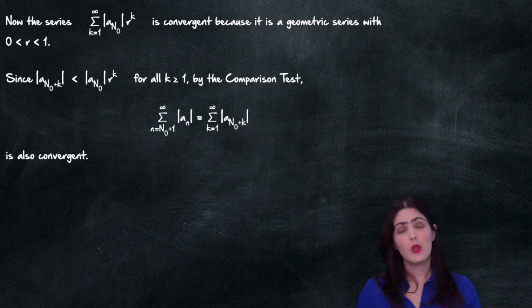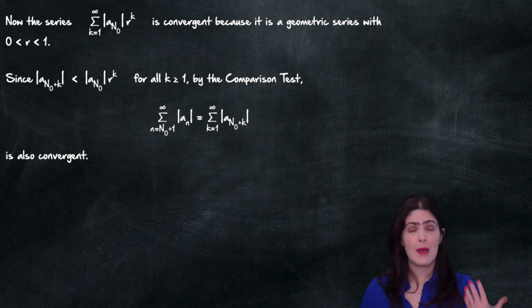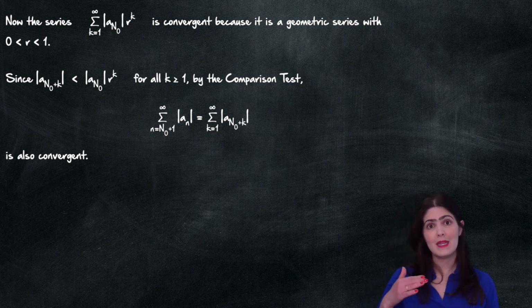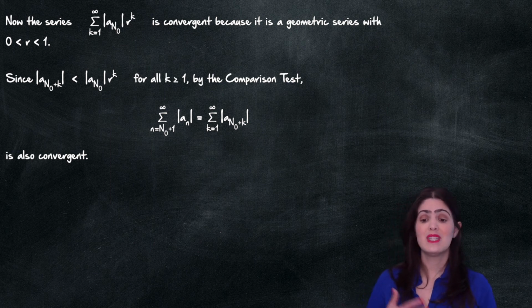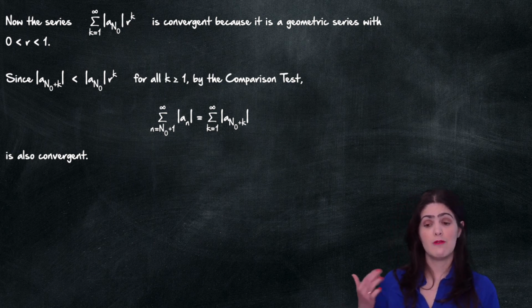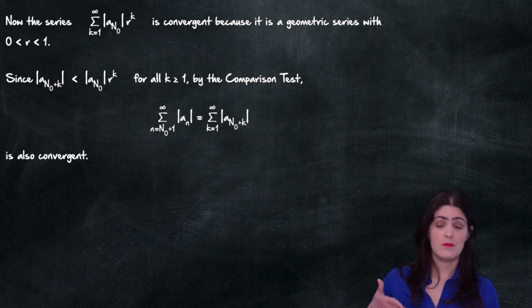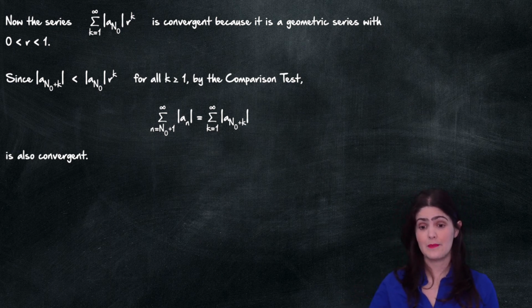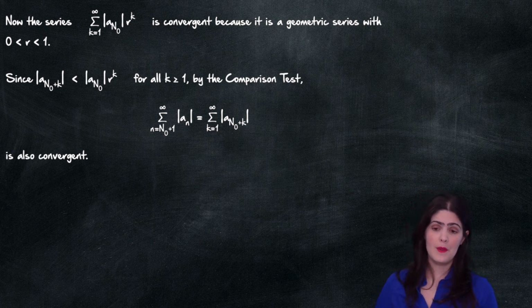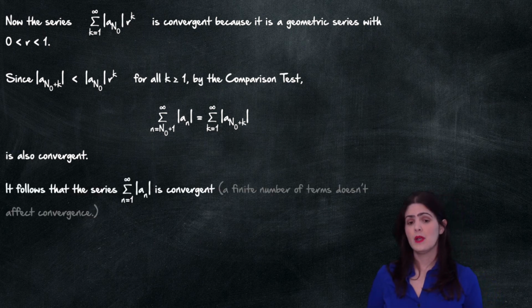And then, well, we got that inequality of the absolute value of a_{n0+k} is less than a_{n0} times r to the k. So then the sum from n equals n0 plus 1 to infinity, which is the same as saying the sum from k equals 1 to infinity of a_{n0+k}, converges by the comparison test. Oh, okay, that's very good.